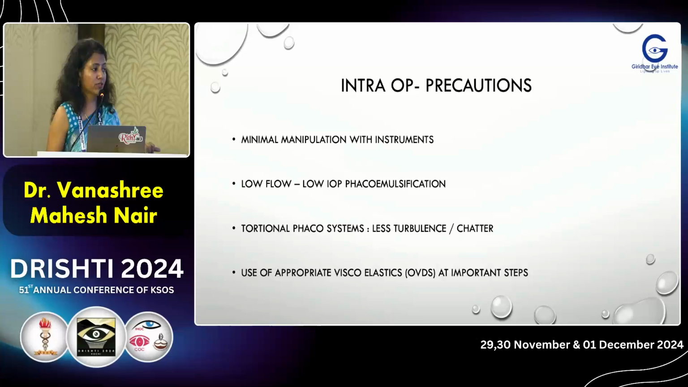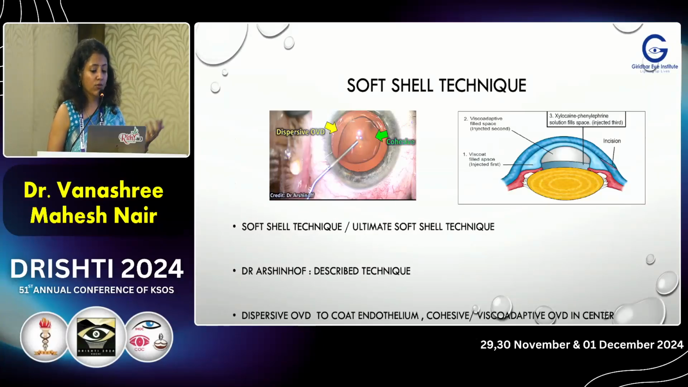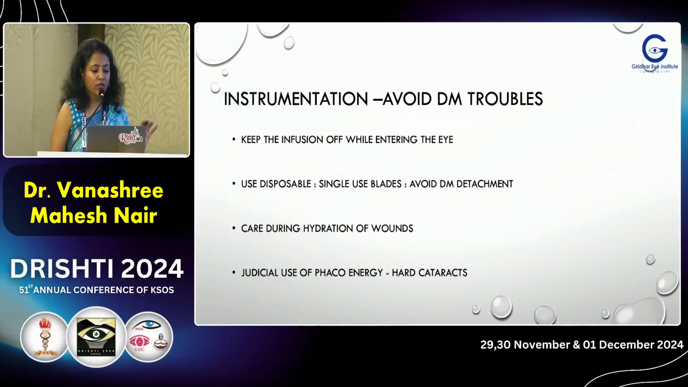And using the appropriate viscoelastic, again a very important point. As Dr. Ambika was mentioning, the soft shell technique becomes very important over here because the dispersive OVD will go and coat the endothelium, and the cohesive or adaptive viscoelastic, which is in the center, will help us to do all the maneuvers that we want to do. So we need to protect the endothelium with a good dispersive viscoelastic, which will stay there, minimizing the damage to the endothelium. I think I already told about this. Keeping the infusion off while entering the eye is very important because that prevents your DM from getting sloughed off.